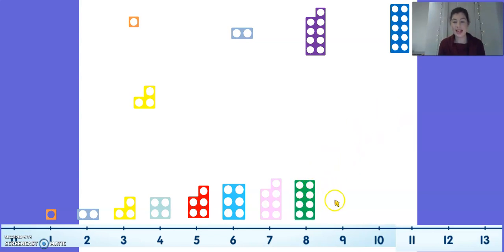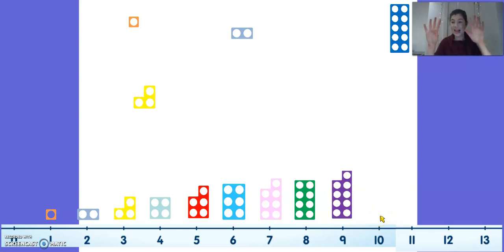1 more than 8 is 9. Now we know it's got to be 1 bigger than 8. So I reckon it could be this one. Let's check. 1, 2, 3, 4, 5, 6, 7, 8, 9. There we go. We found it. We are storming through this. Let's see if we can do the next one.